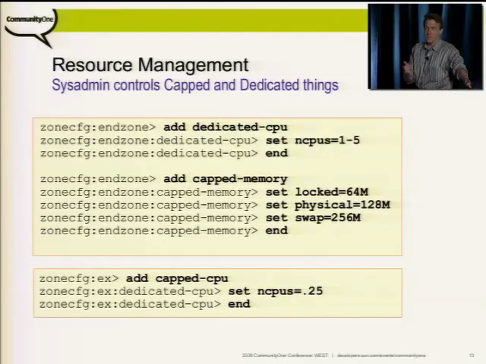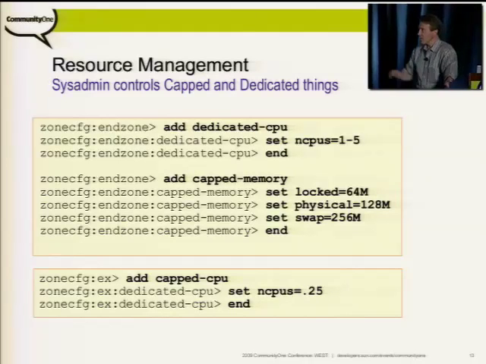Say with Oracle, if you want to run Oracle in a zone and you have a 2 CPU license, you could put that in a zone and set the number of CPUs equal to 2, and then you won't be violating your Oracle license agreement even though you're running it on a 64-way box, for example.